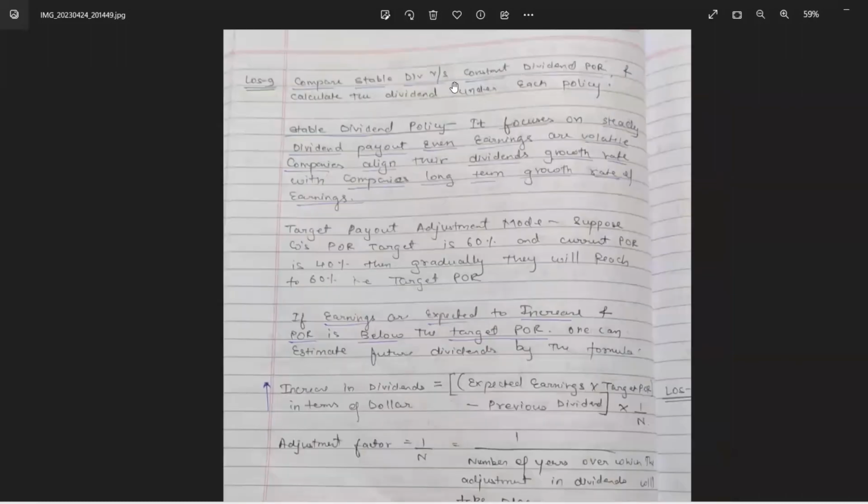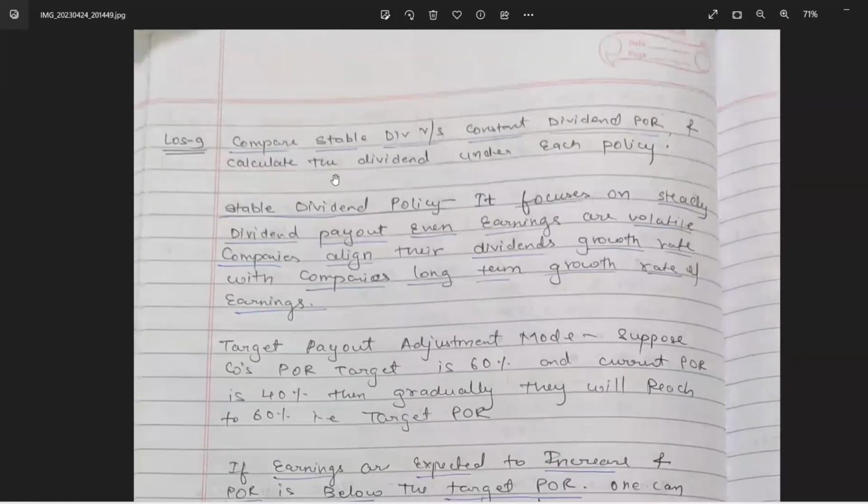So the next LOS is LOS C: compares stable dividends versus constant dividend payout ratio. So here we are talking about the payout ratio of different companies. First company is paying stable dividends. The second company is paying constant dividends. So here we will discover what are stable dividends and constant dividends.